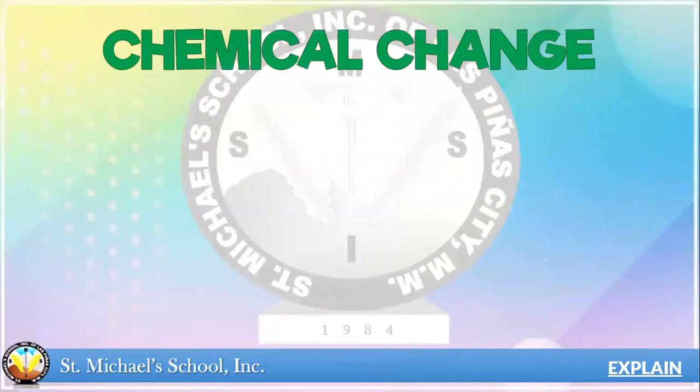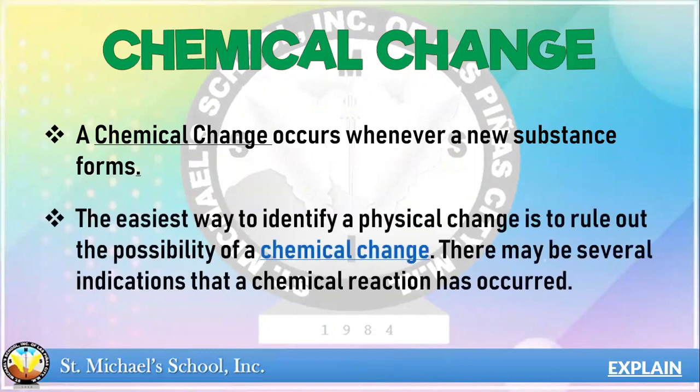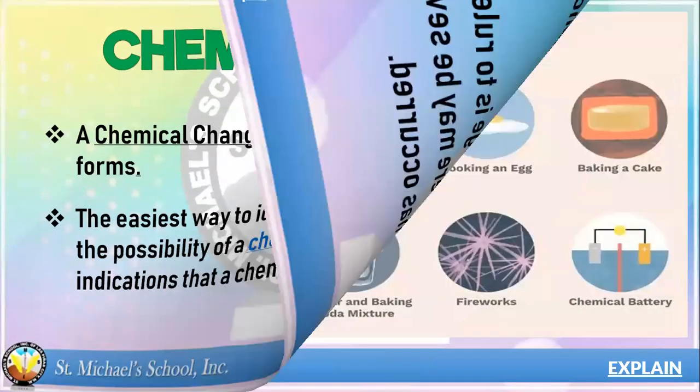Next, we have chemical change. A chemical change occurs whenever a new substance forms. The easiest way to identify a physical change is to rule out the possibility of a chemical change. There may be several indications that a chemical reaction has occurred.